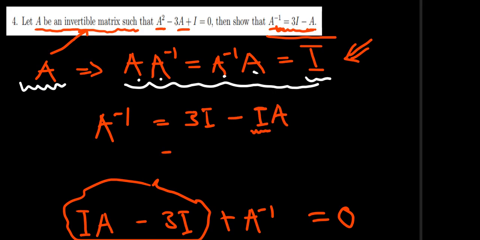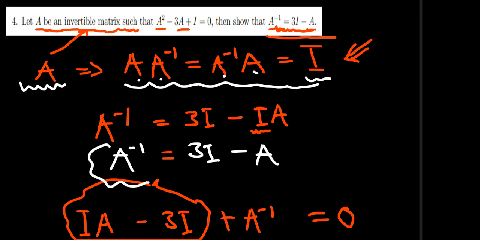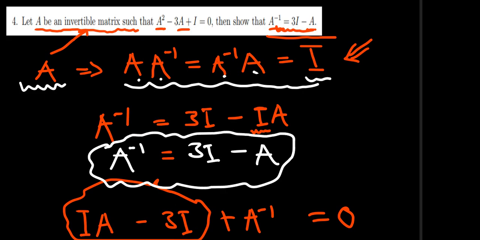So this here is the identity matrix. When we multiply anything with the identity matrix, we just get that same matrix. So this will be 3I and then minus A. So here it will be A inverse like that. So we see that we have our claim that we wanted to prove here. So we can say hence proved.